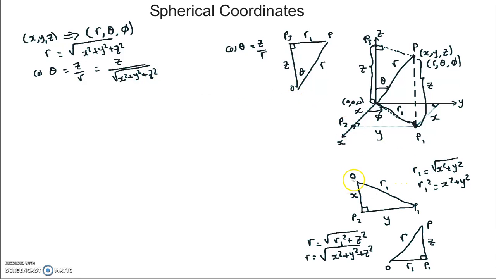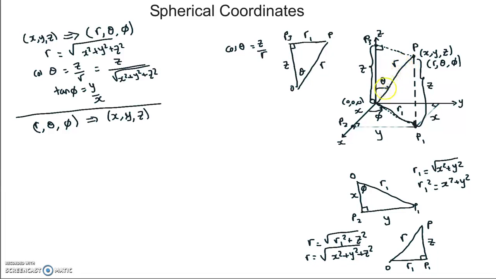How about phi? If we go back to the triangle O, P2, P1, the angle between O P1 and O P2 is phi. This is the angle between O P1 and the x-axis, and P2 lies along the x-axis. So tan phi equals y over x. We know x, y, z, so we can come up with the corresponding r, theta, and phi. Now, how about the other way around? If we have r, theta, and phi, and we want to go to x, y, and z.